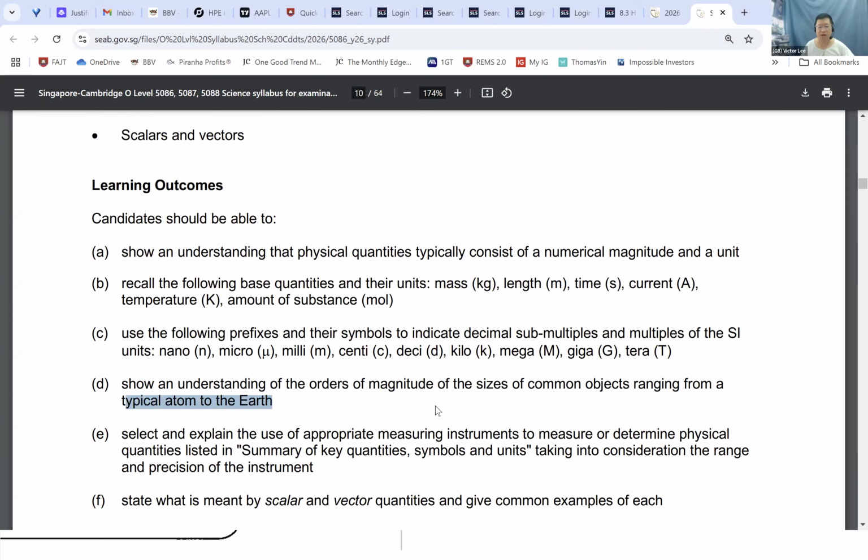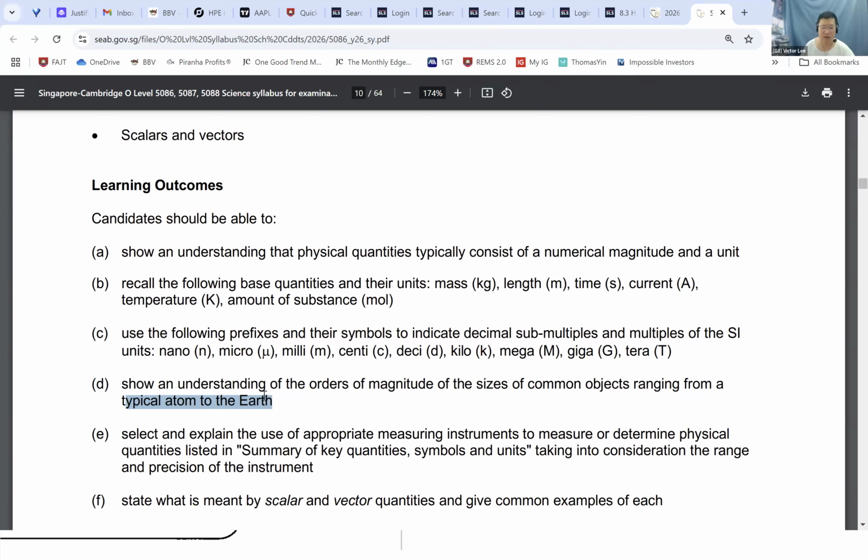Very funny, this question comes out so many times over the years. Show understanding of order of magnitude. That means from small to big, ranging from atom to the earth. They really ask you what is the size of the earth, like 10 to the power of how many meters. Then people cannot remember. But you need to remember which dimension it is, how big it is. You know what I mean? Like maybe from nano to mega, very big. So all these things are based on this.